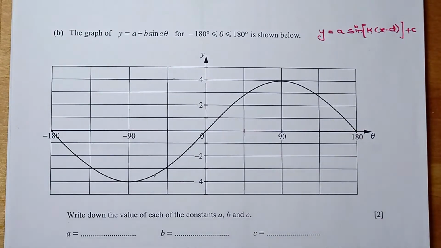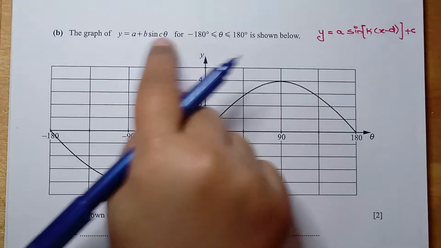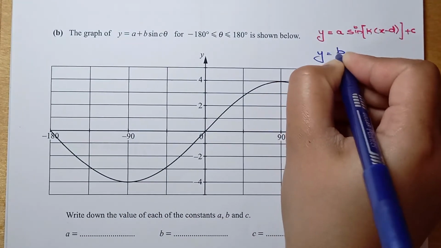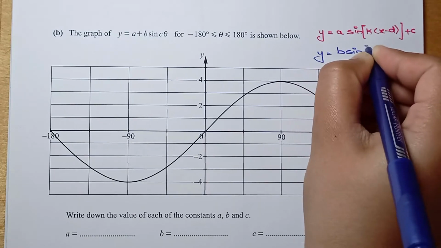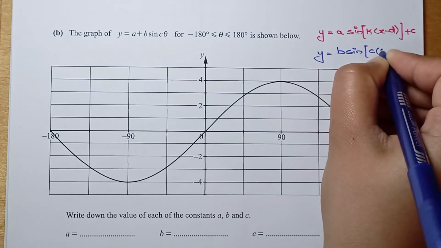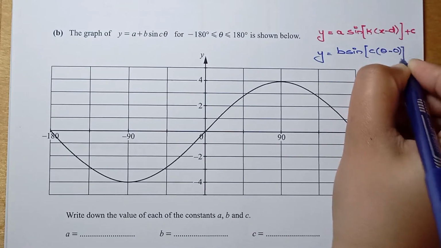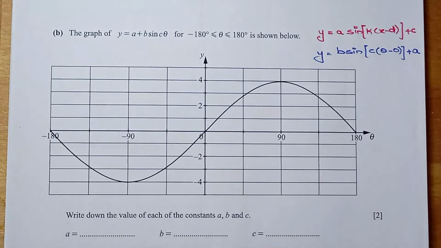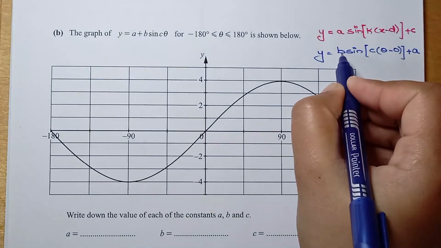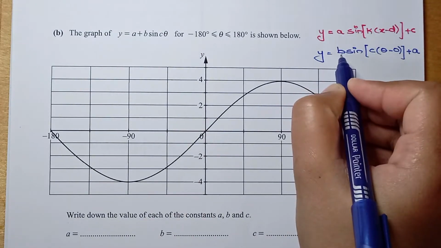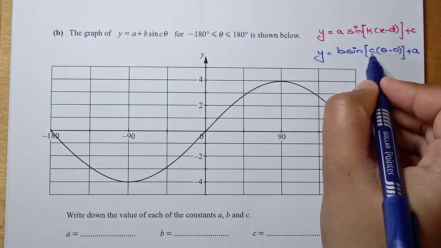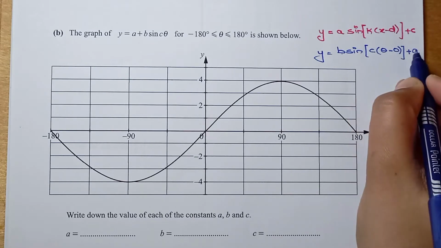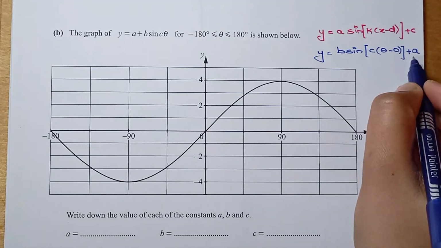Now let me write down the given one, what we have been given. So we have been given y equals b sine bracket c theta minus 0, and plus a. So this form we have been given, right? Okay, now this b is representing the amplitude, right? This c is representing the k value, and this is 0, the phase shift is 0, and this a is representing the equation of axis, right?